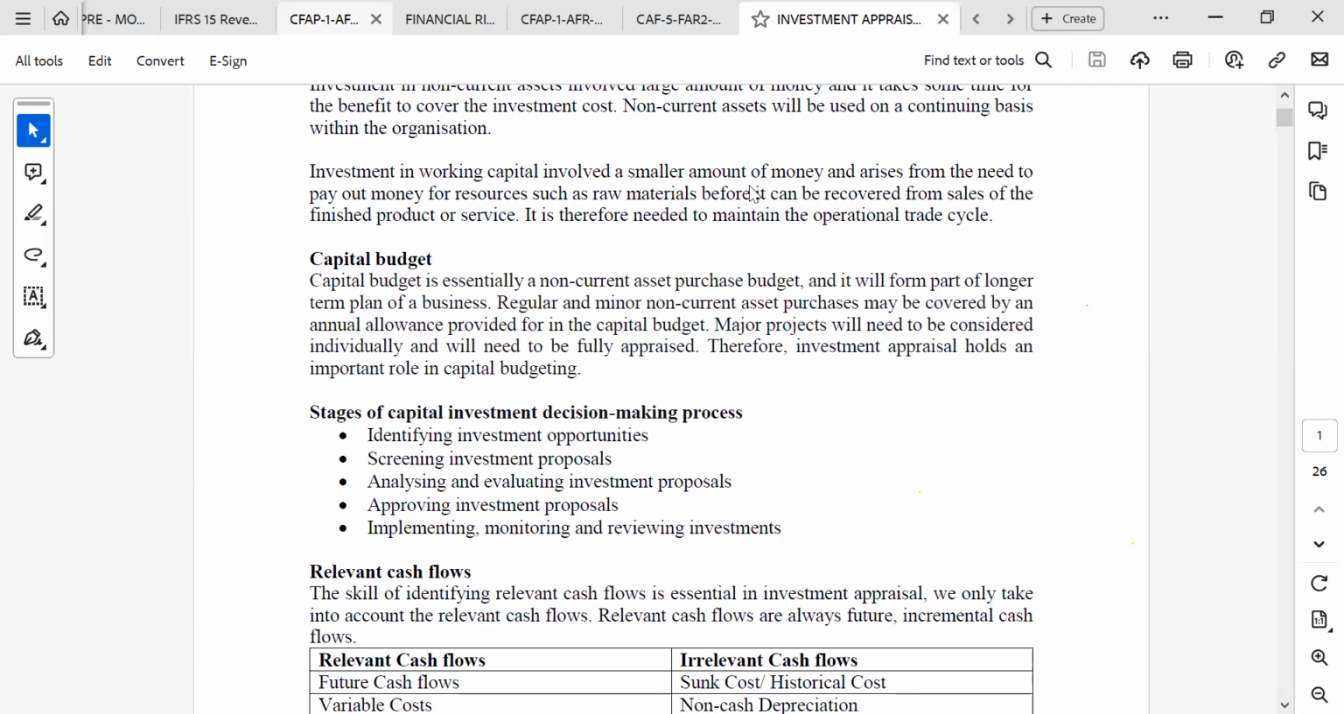The first one is you should identify the investment opportunities. You can't just stand up and say you are going to undertake an investment. No, you have to get the investment. You have to identify what you are going to do before you decide whether you should put money or you should go ahead with it.